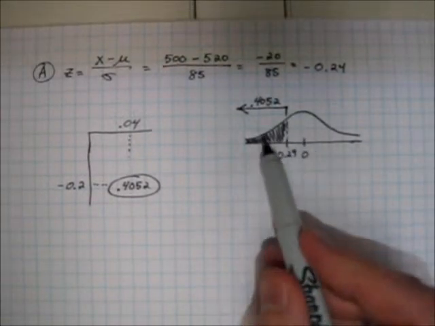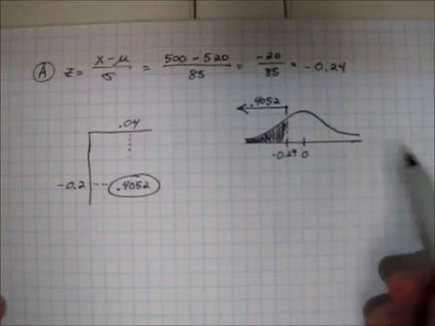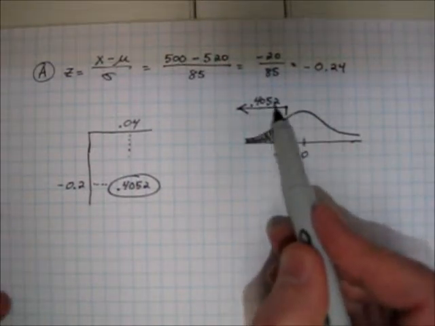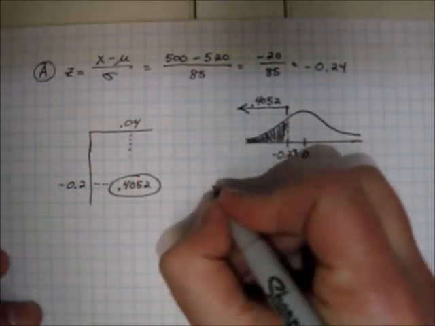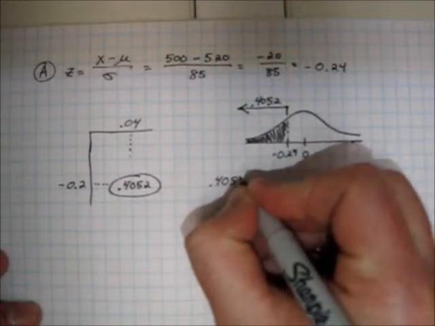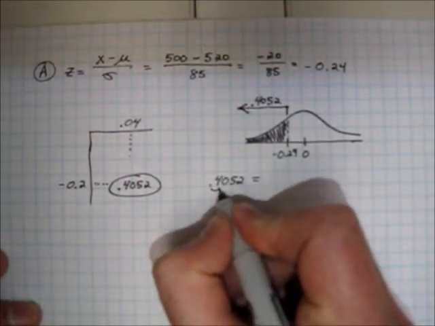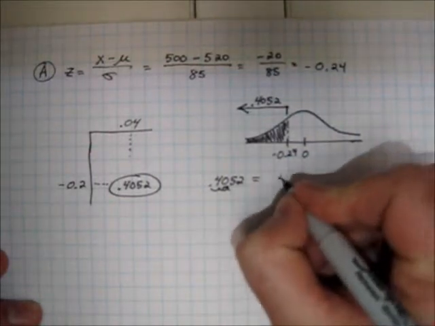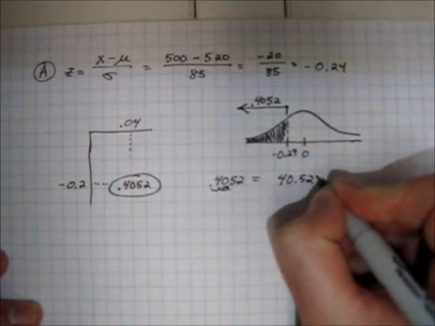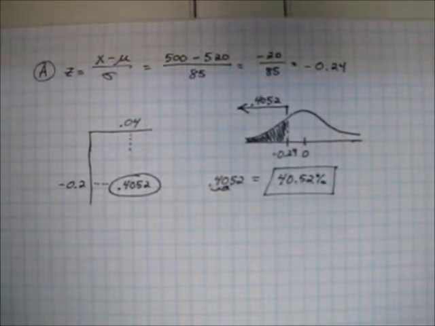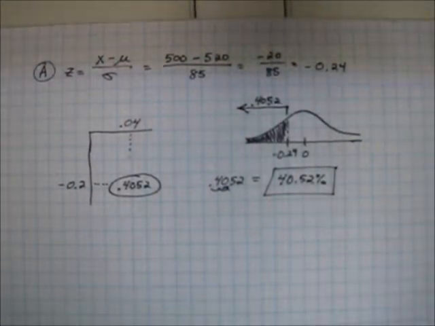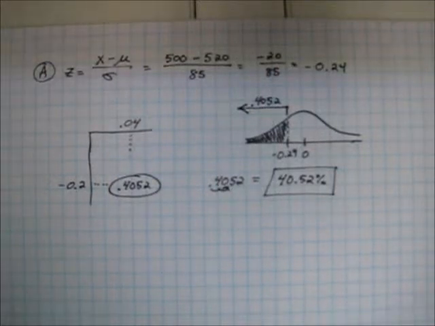Now remember, 100% of the data is under here, or 1 whole. So I have this fraction of 1, this decimal value, and if I want to answer the problem in the form that's asked for, which is a percentage, I just take my 0.4052 and change it to a percentage by moving the decimal place two places, so 40.52%, which would be the answer to part A. How many students who took the SAT had an English score below 500? The answer would be 40.52% of them.